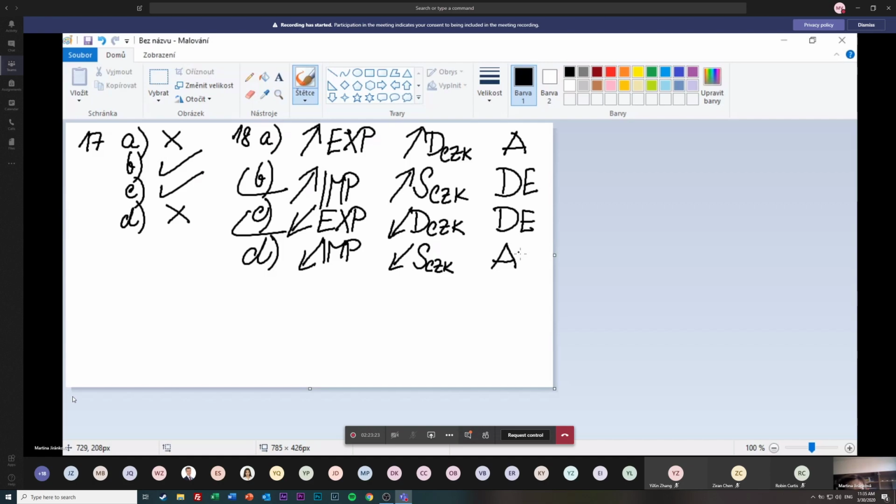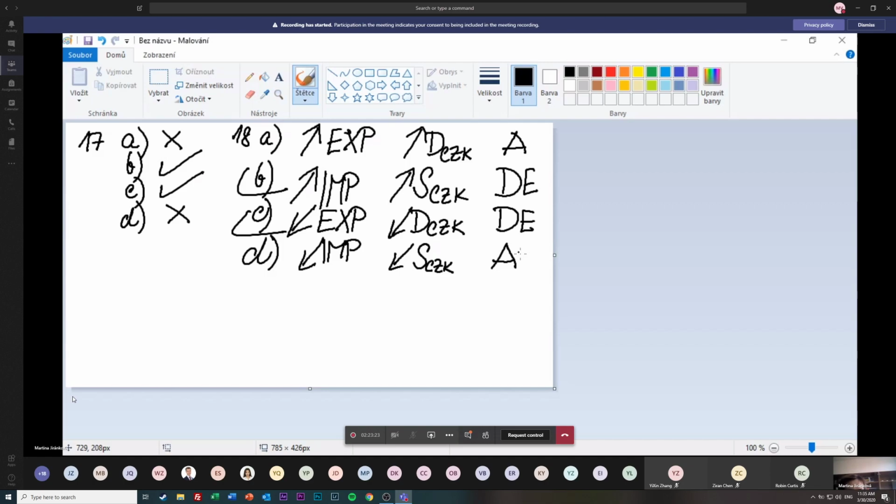Also not true, because I have Czech crowns and I need euros. C, European investors buying Czech assets. So I have euros and need Czech crowns. C is true.